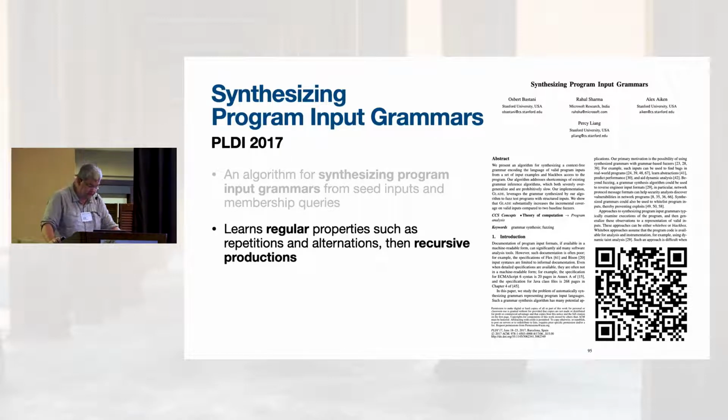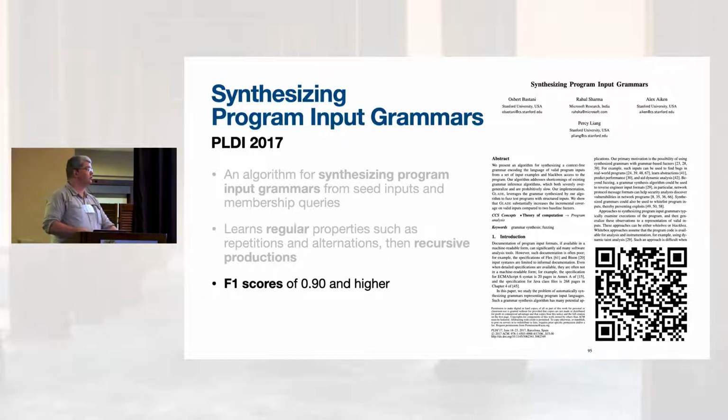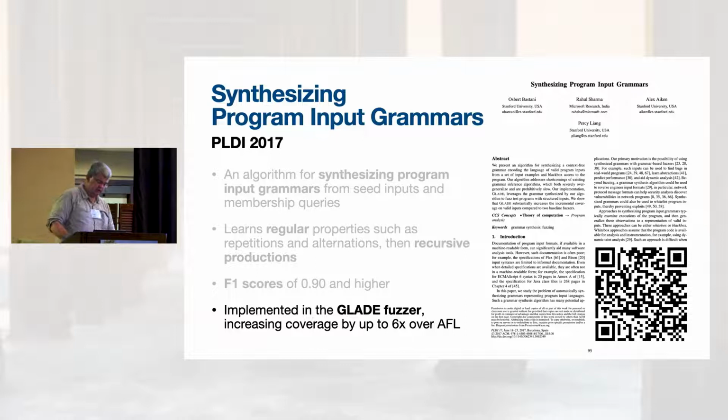And what the GLADE tool does is it first learns regular properties, repetitions, alterations, and then recursive productions. And what really stands out is the accuracy of the resulting grammars, with F1 scores of 0.9 and higher. This is very, very good. And the whole thing is implemented not only as a grammar miner, but also in a fuzzer that was shown to dramatically increase coverage in the same amount of time as AFL, which already at this time was one of the great emerging fuzzers. So this is all real nice and impressive.